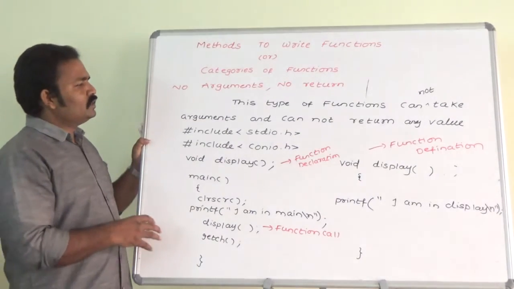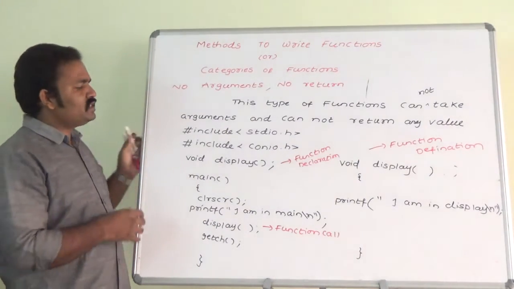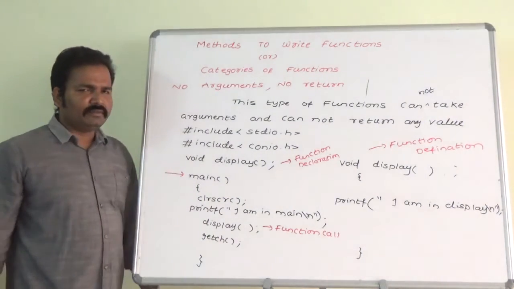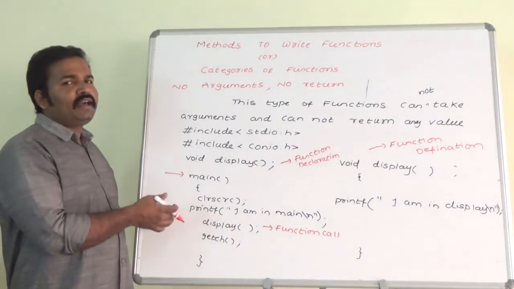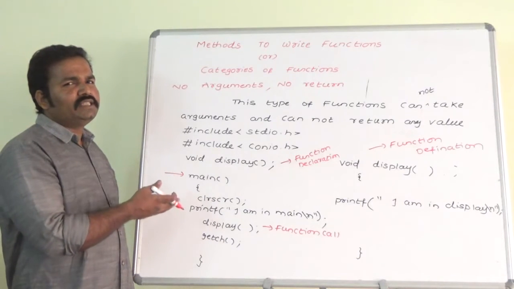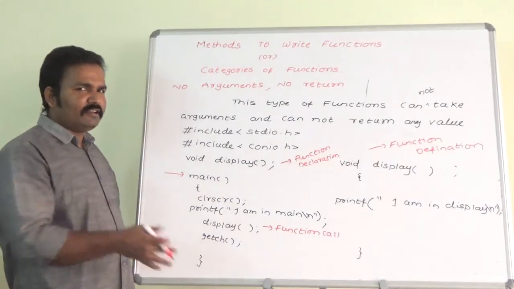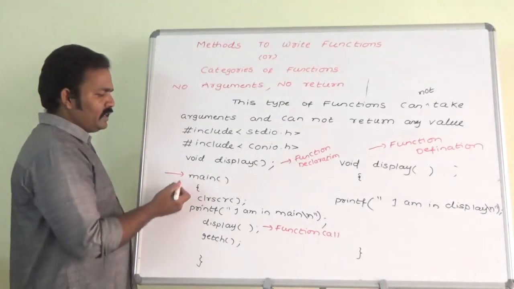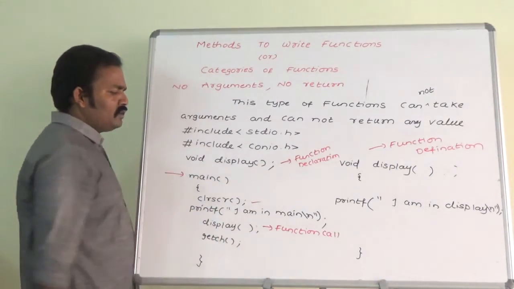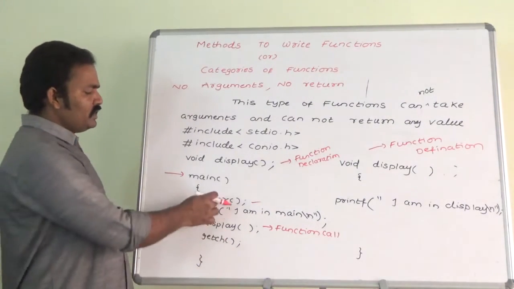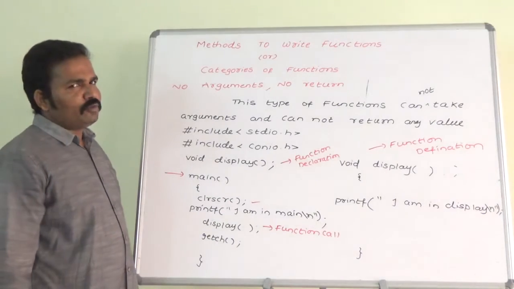So we will see. Every C program execution starts from the main function, and the C compiler, or execution control, executes the statements one after the other in the order in which we wrote them. Okay, right. In the main function, the first statement is what? First the clrscr function will be executed. So this function will clear the output screen.